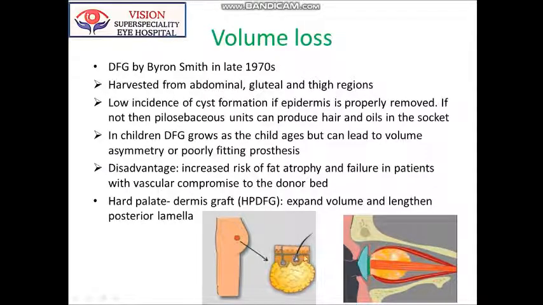However, if the epidermis is not meticulously removed from the DFG prior to placing it in the orbit, pilosebaceous units can produce hair and oils in the socket. In children, DFGs can grow as the child ages. This is often desirable but can lead to volume asymmetry or a poorly fitting prosthesis if the growth is excessive. DFG in patients with vascular compromise of the donor bed can cause increased risk of fat atrophy and failure. Use of composite hard palate dermis fat grafts, or HPDFG, to both expand volume and lengthen the posterior lamella is becoming a popular procedure for treating volume loss.